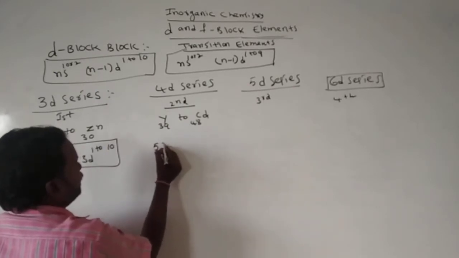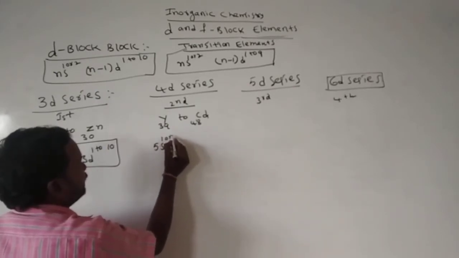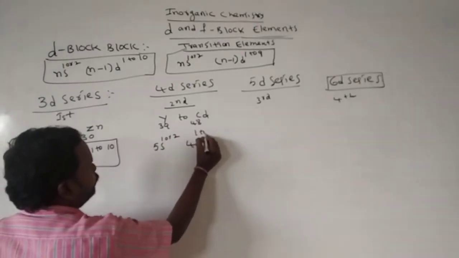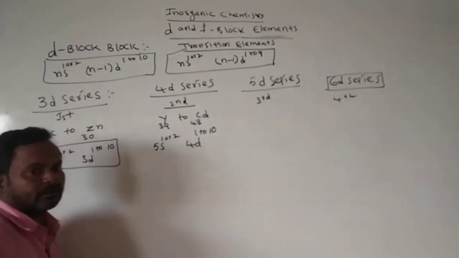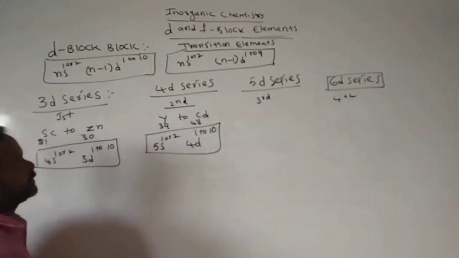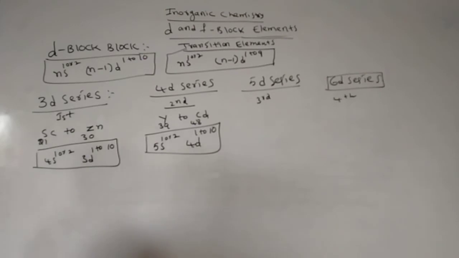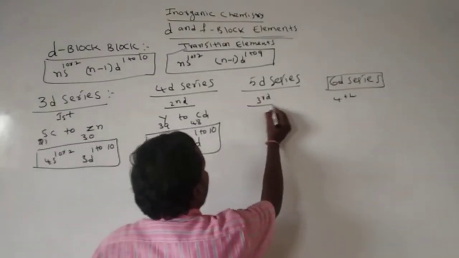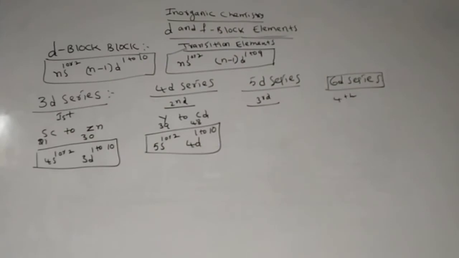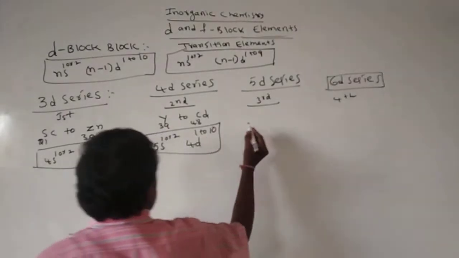The general electronic configuration of 4D series elements is 5s 1 or 2 and 4d 1 to 10. This is the general electronic configuration of 4D series elements. 5D series elements we call third transition elements.